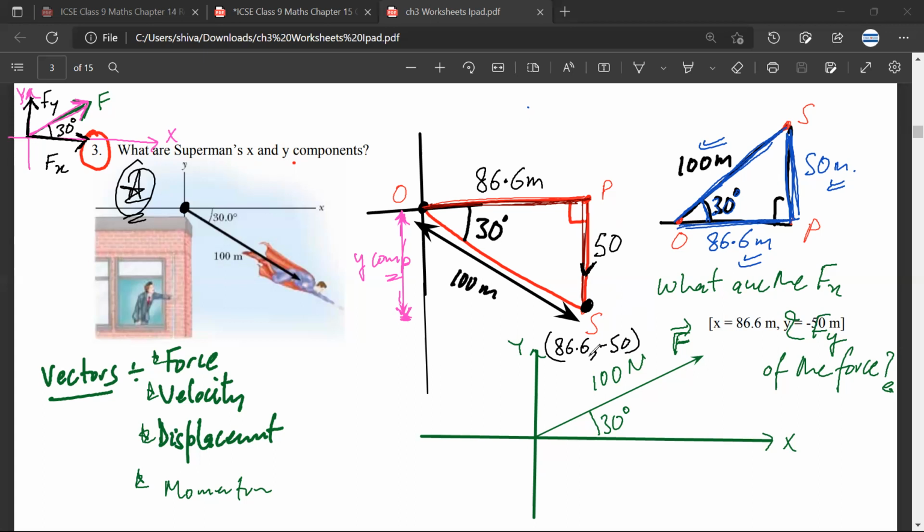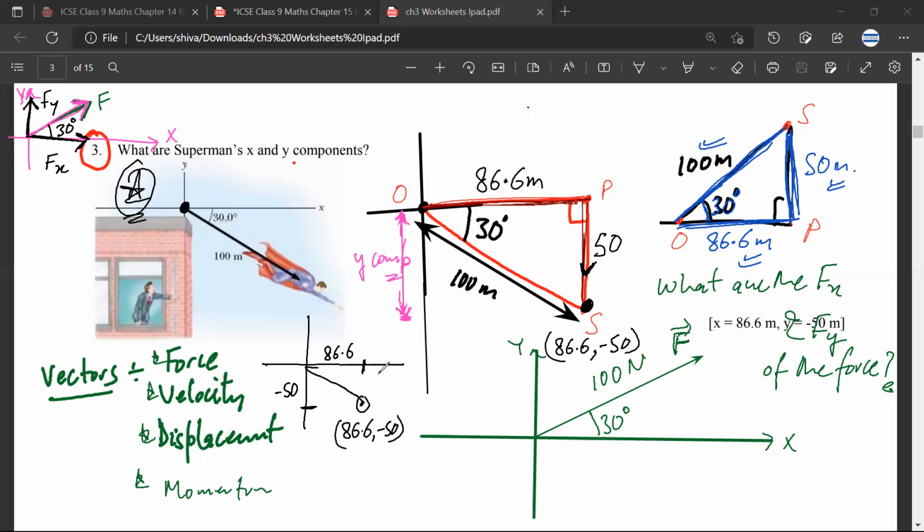Yes, sir. But why minus 50? Yeah, minus 50 because see this is where Superman is. Till here 86.6 is positive. Is it making sense? Yes, sir. But this part is negative. Is it making sense? Yes, sir. That is why this has become 86.6 minus 50. Is it making sense? Yes, sir.